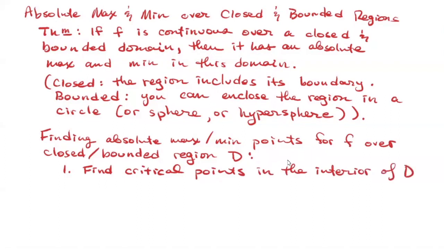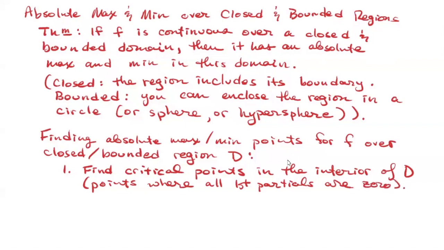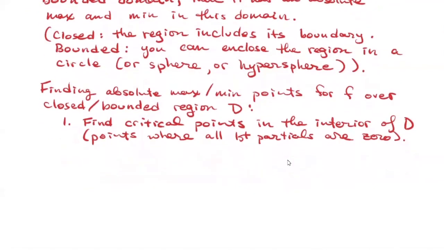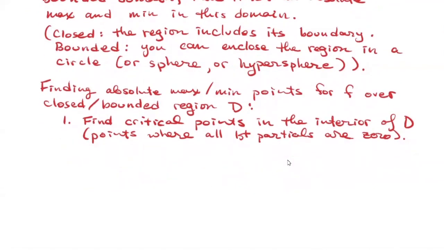And that's where points where all partial derivatives are 0. I'll say where all first partials are 0. Okay. Any questions? So you have to find those critical points inside D.